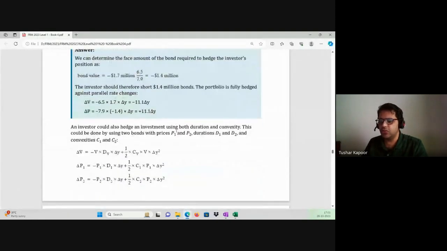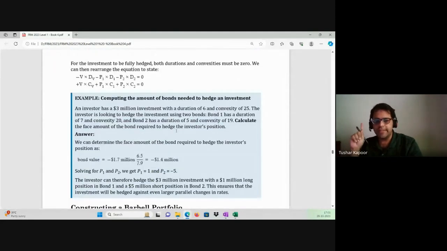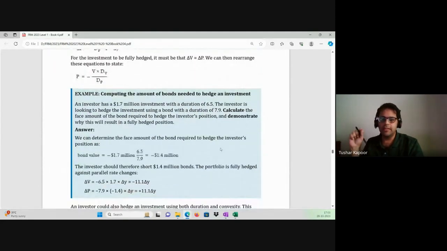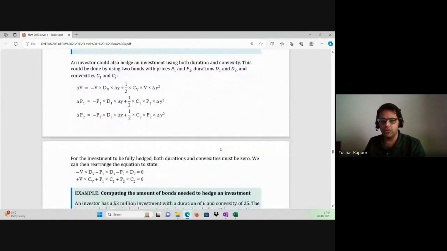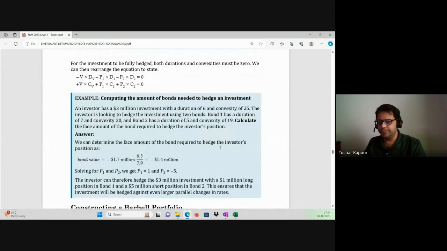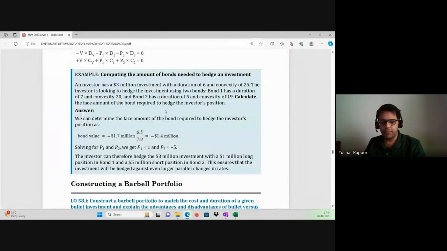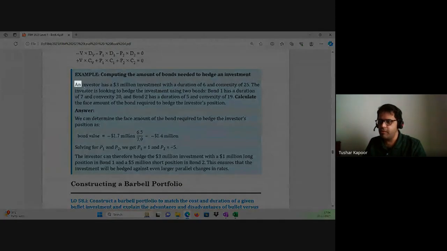Right. The next thing talks about the usage of not a single bond. Here he was using a single bond, and the discussion was all towards the interest rate sensitivity coming out of the duration only. It has nothing to do with convexity. The next example takes a step further in that. He talks about duration as well as convexity. Okay, so now we take a look at this next example, which is going to be more complex.